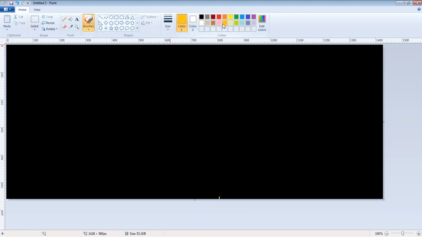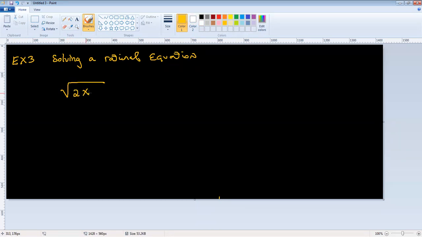Okay, so what about something like this? This is example 3, solving a radical equation. What if I have the square root of 2x minus 1, plus 2, is equal to x? Well, we're going to do something like this. This is going to be x minus 2.